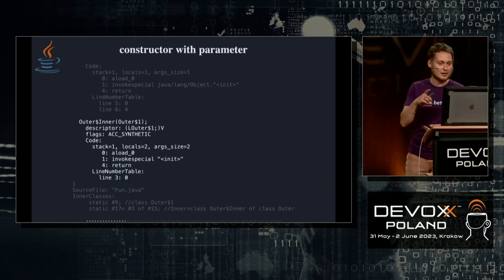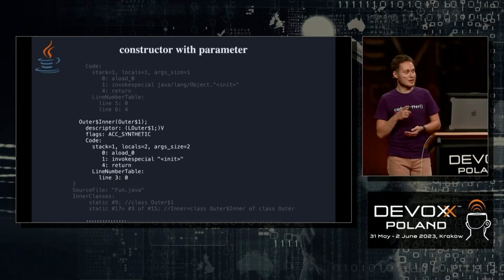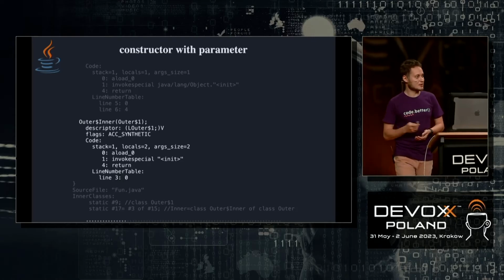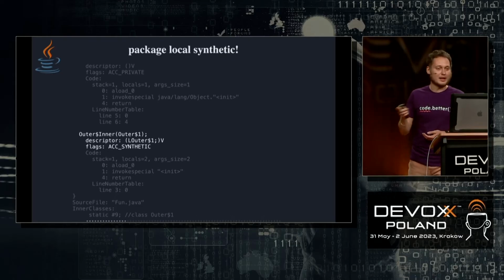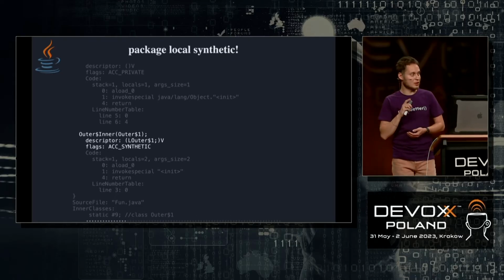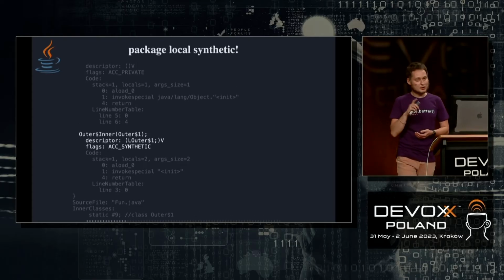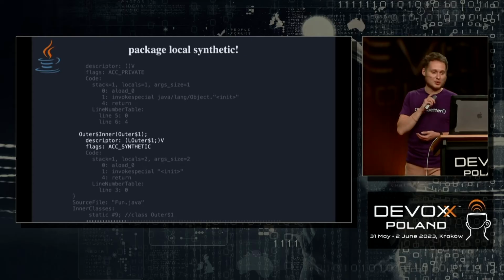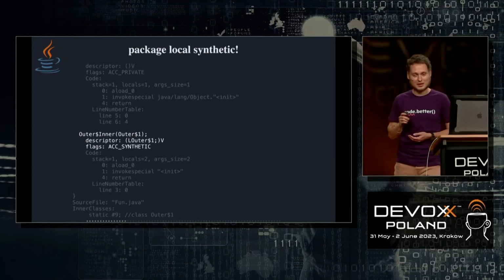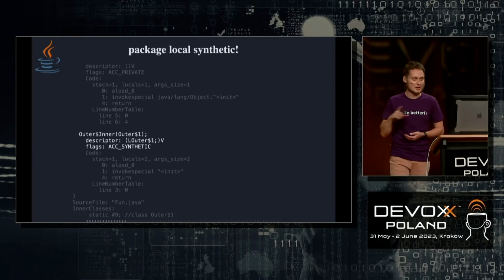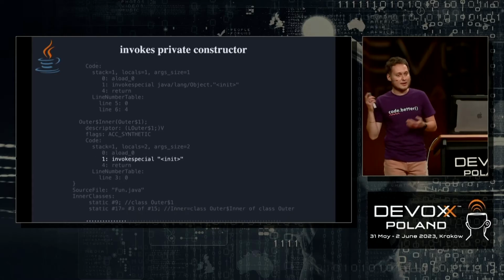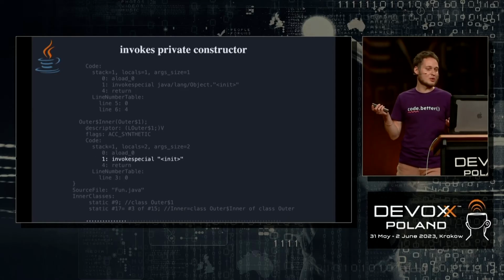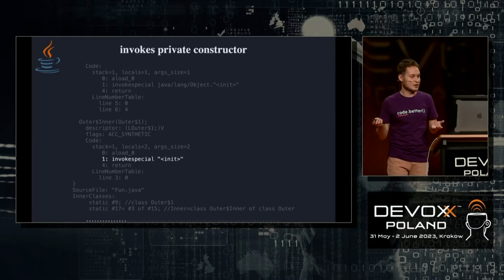Okay, and the parameter type is one more class. And by the way, it's package local, not private anymore. We also could notice that it contains a special attribute, synthetic. About synthetic, we're going to see a little bit later. Just remember this. It's package local. And it just delegates to invocation of our private constructor.